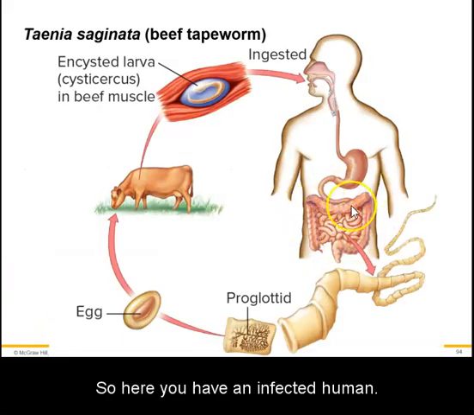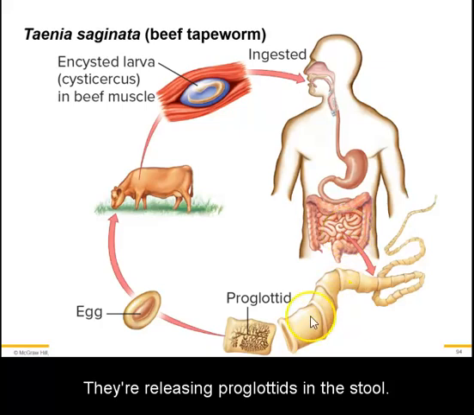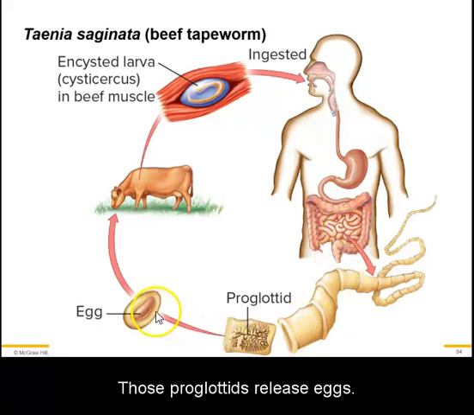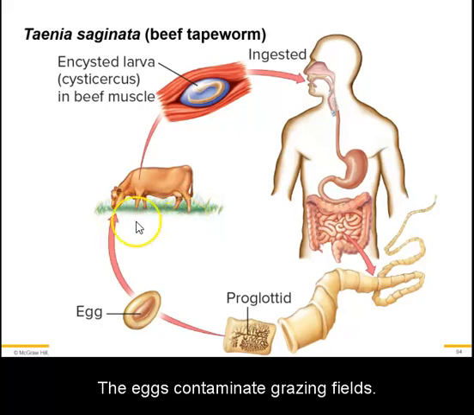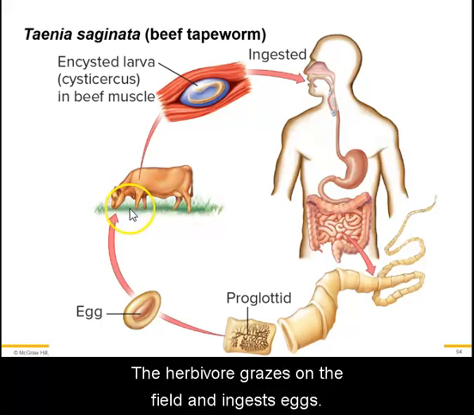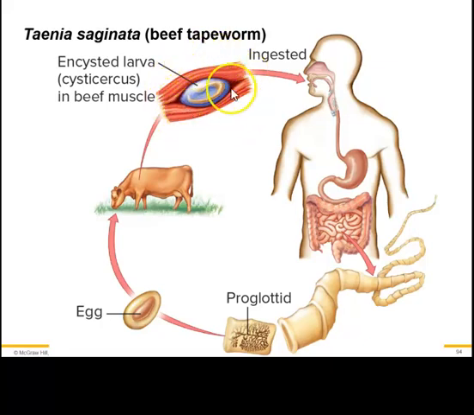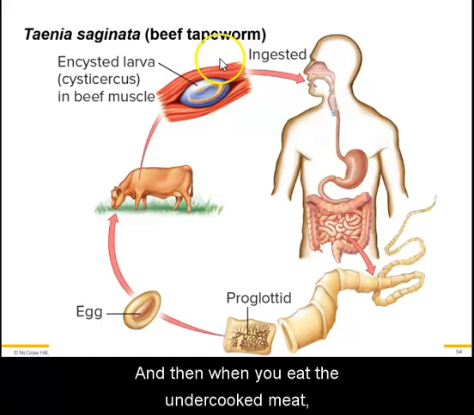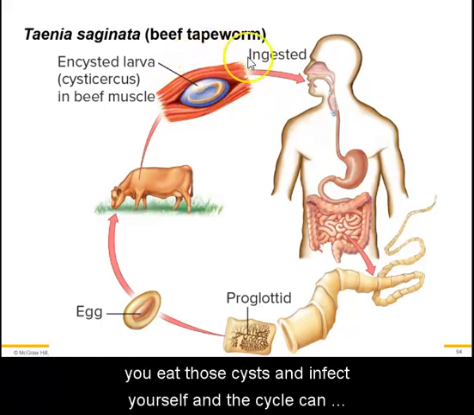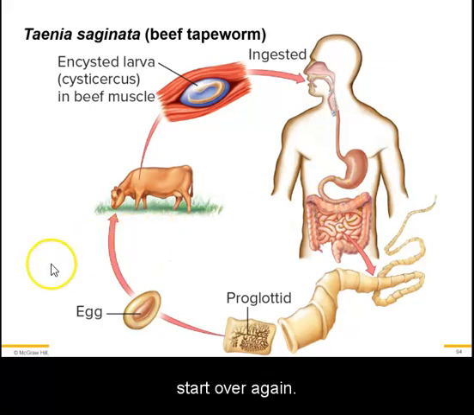So here you have an infected human. They're releasing proglottids in the stool. Those proglottids release eggs. The eggs contaminate grazing fields. The herbivore grazes on the field and ingests eggs. Those eggs become larvae in their muscles and encysted. And then when you eat the undercooked meat, you eat those cysts and infect yourself, and the cycle can start over again.